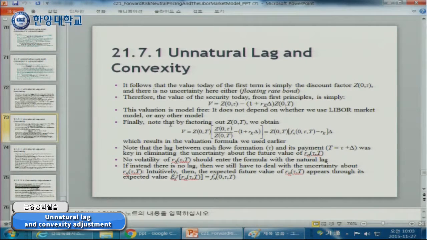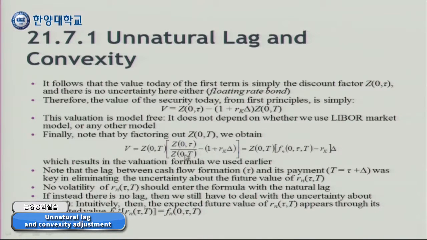Okay. Now let's move to the next. So it is model free. Finally, the factoring of Z_0T: we have Z_0T, so we factor out this one, and this one becomes this one. But the ratio between these two discount factors is simply the forward rate, as we learned. So we have this one, which is the value formula we used earlier. In this case, we do not even use the forward LIBOR market model. It is completely model free. It is basically a no-arbitrage argument.